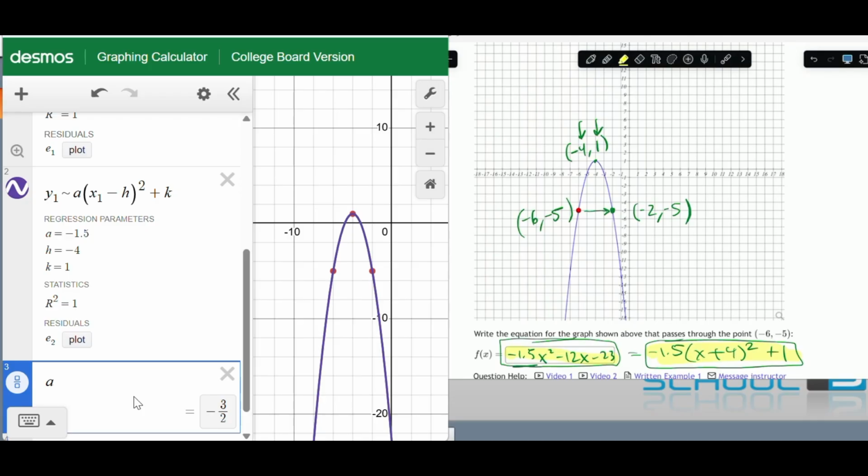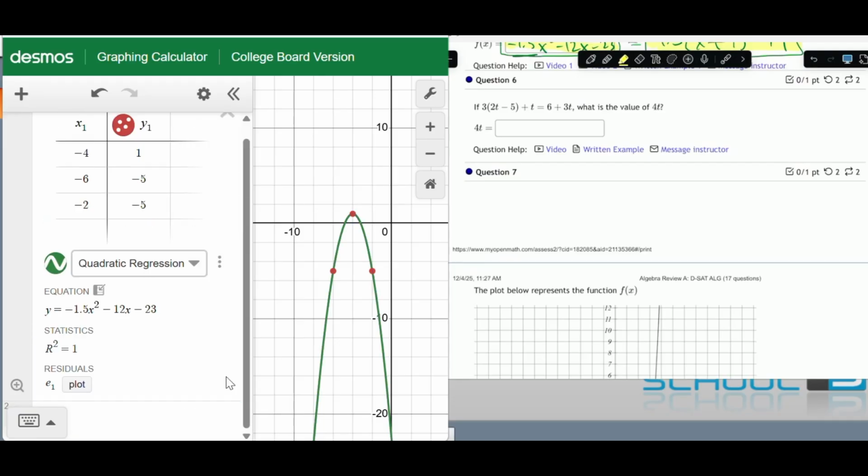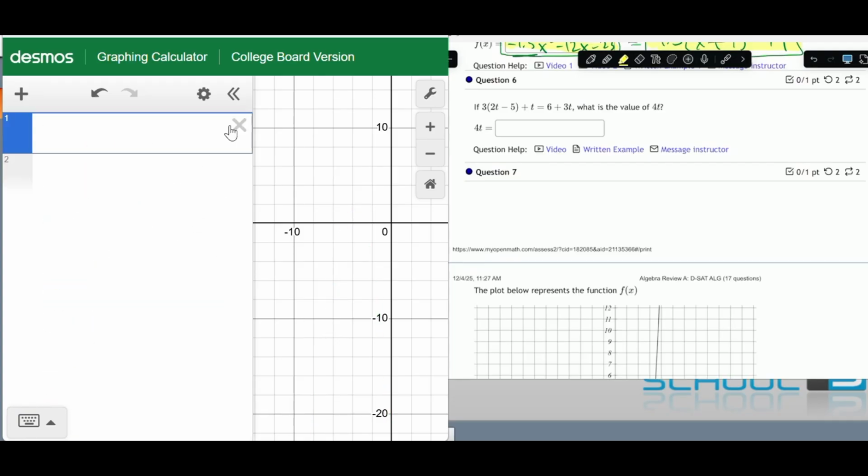All right, so that is one unique way that you should hopefully be more familiar now to use Desmos, the regressions. We'll come back and look at some where we can use that for lines as well.